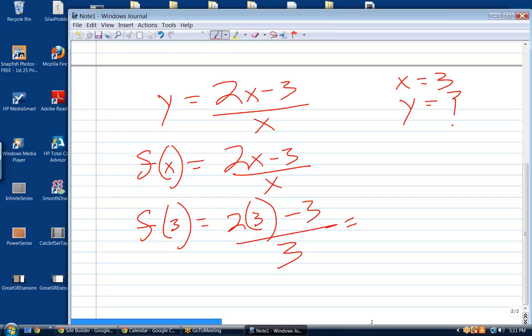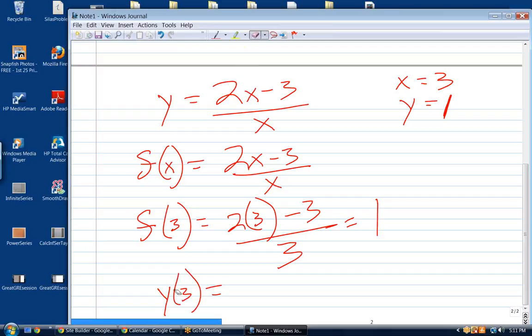It would be 6 minus 3 over 3, which is 1. So the answer is 1. The advantage of using f of x notation as opposed to y is that there's no real notation saying y of 3 equals.